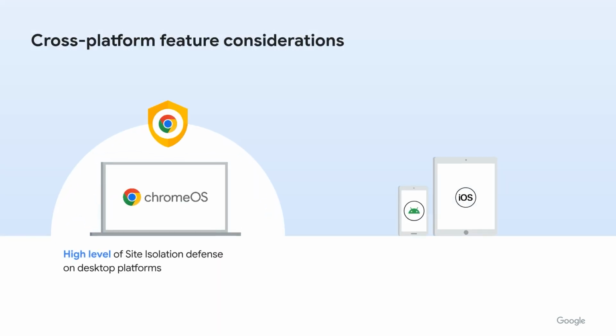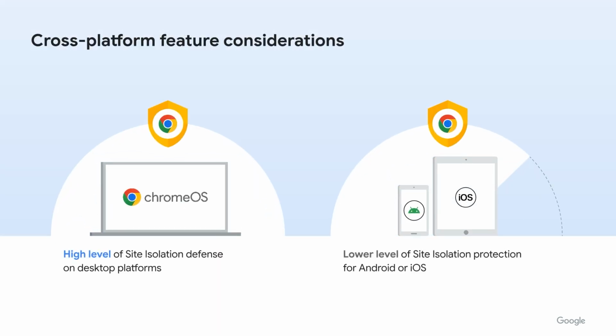So, when you're designing a feature, it's important to remember that Chrome can provide a high level of defense from bugs and potential attack with site isolation on a desktop platform, but that it won't always be available to provide the same level of protection if the feature is also being shipped to Android or iOS.